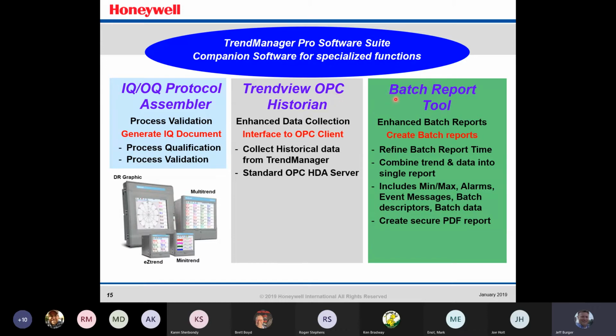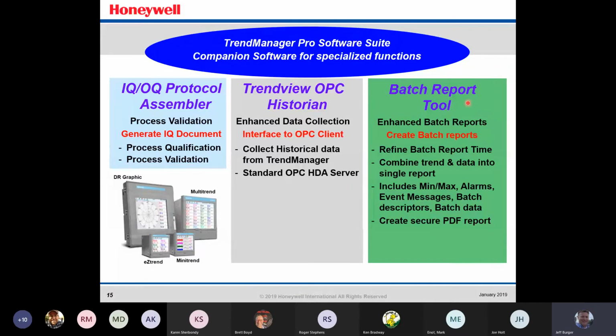Last but not least, the batch report tool is another add-on option for the Trend Server software that allows you to not only import the batch, but also take a look at setting the golden batch rules so that later on you can overlap a current run or a current batch with the golden batch that you were able to develop.